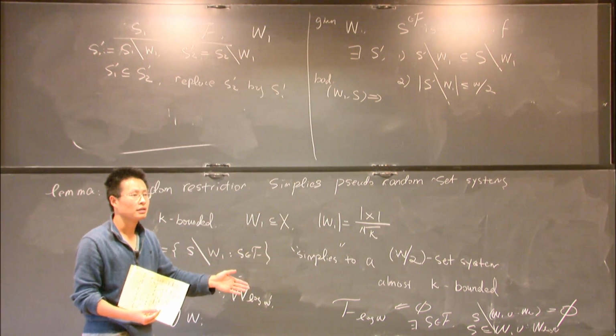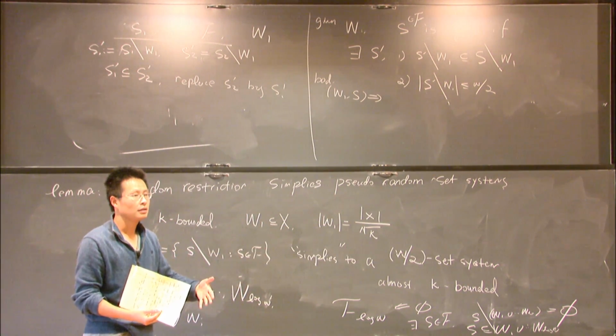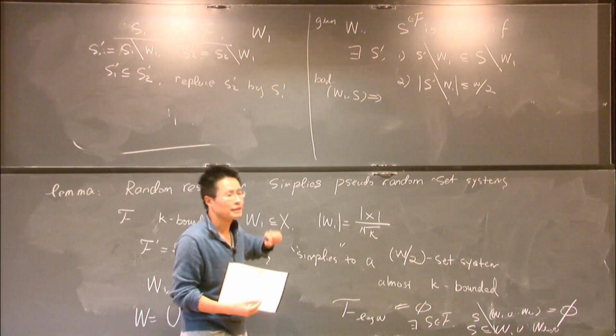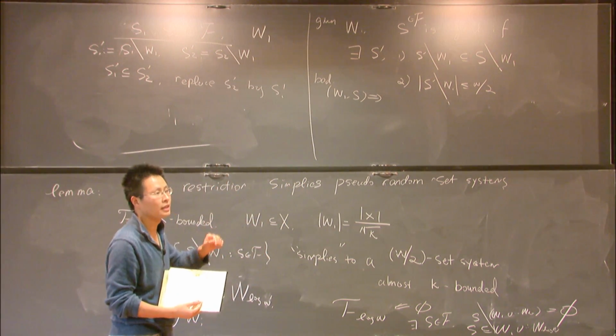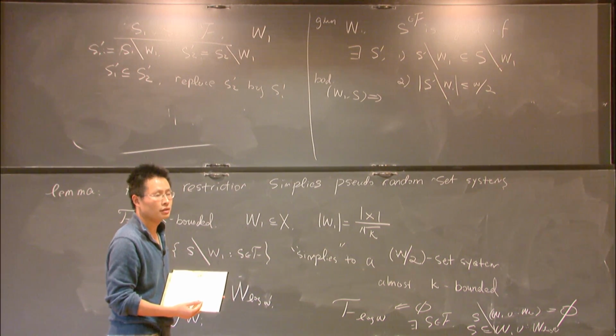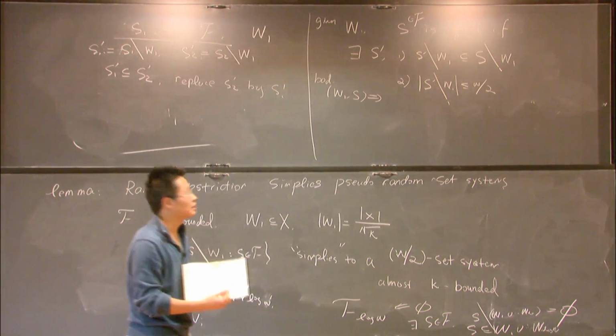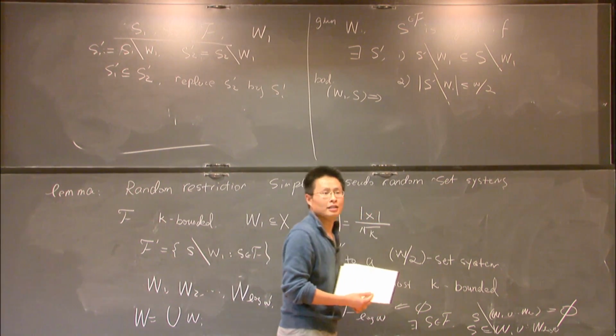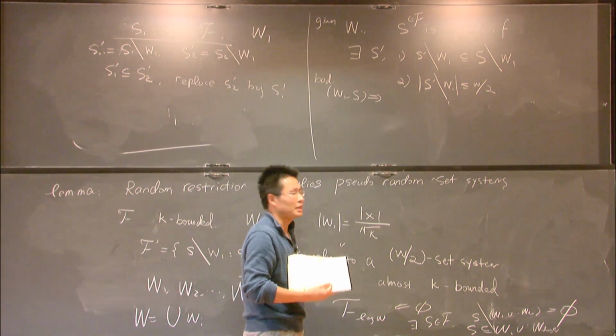So it's the opposite? Yes. We replace S minus W by S prime minus W. We replace the bigger ones by smaller ones. Yeah, we want to make it small.